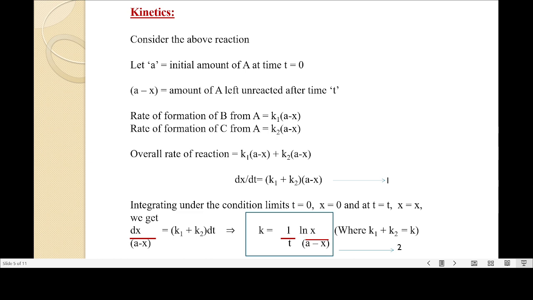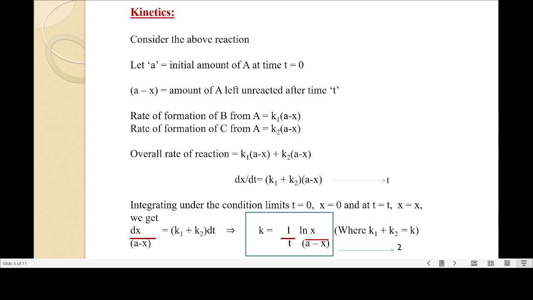After considering the rate constant for each, we need to consider the overall rate of the reaction. The overall rate of reaction is always the summation of the two rates, that is, k1 into (a minus x) plus k2 into (a minus x). In this term, (a minus x) is the common term. Therefore, taking it outside, we get dx by dt is equal to (k1 plus k2) into (a minus x). So, integrating between the limits, t equal to 0 and x equal to 0, which is the initial, and t equal to t and x equal to x, which is the final.